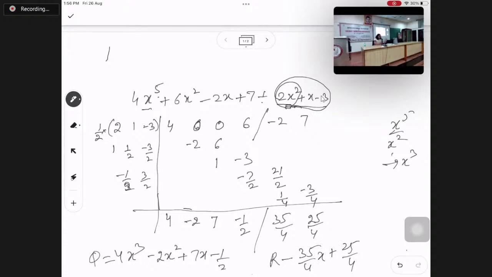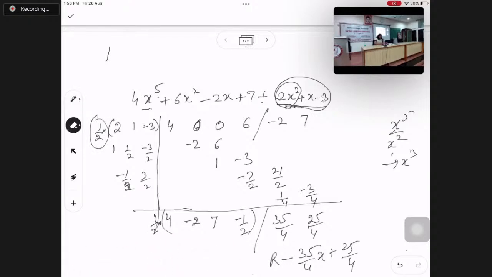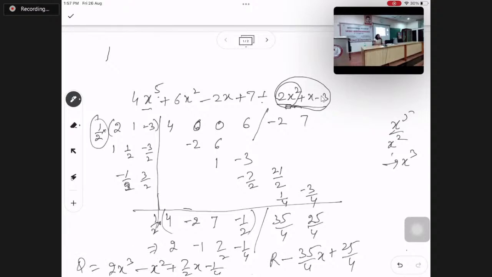But sorry, here we have multiplied the divisor by half. I forgot this. So here also you need to multiply by half. So this is your modified quotient: 2, minus 1, 7 by 2, minus 1 by 4. So the quotient here will be 2x cube minus x square plus 7 by 2 x minus 1 by 4. This is the answer. Okay. So I think we conclude here.